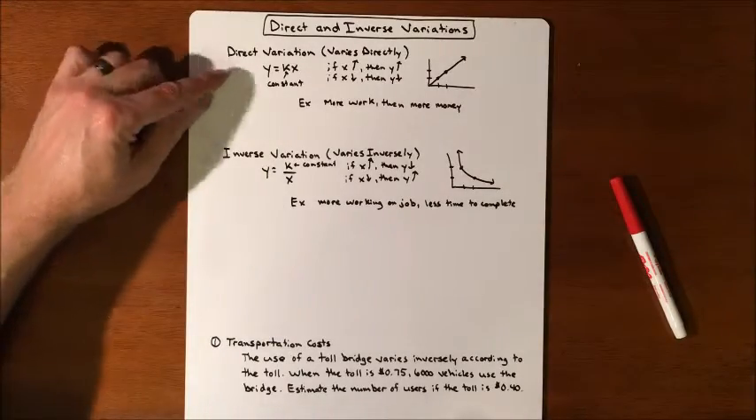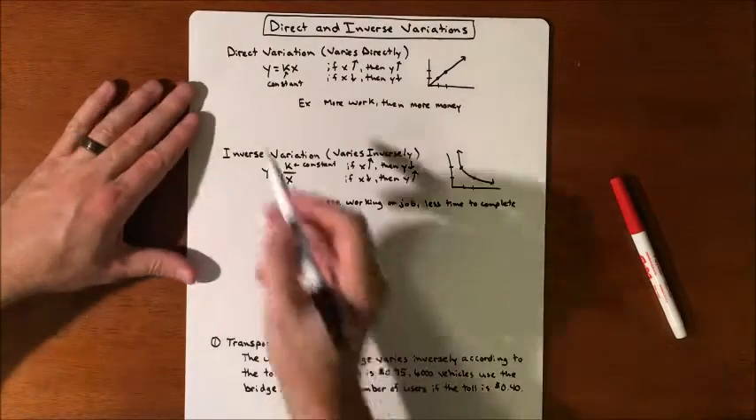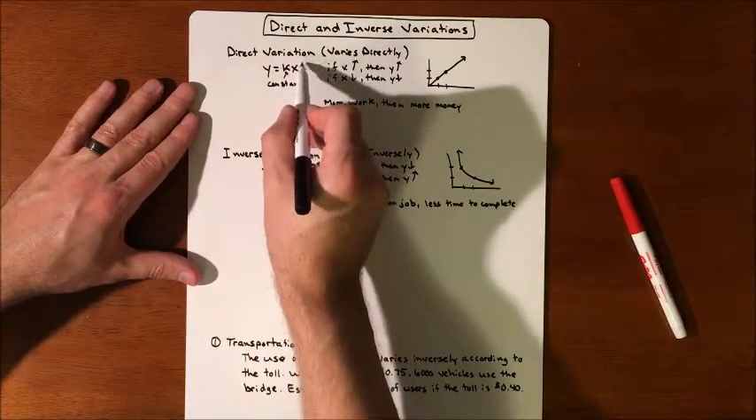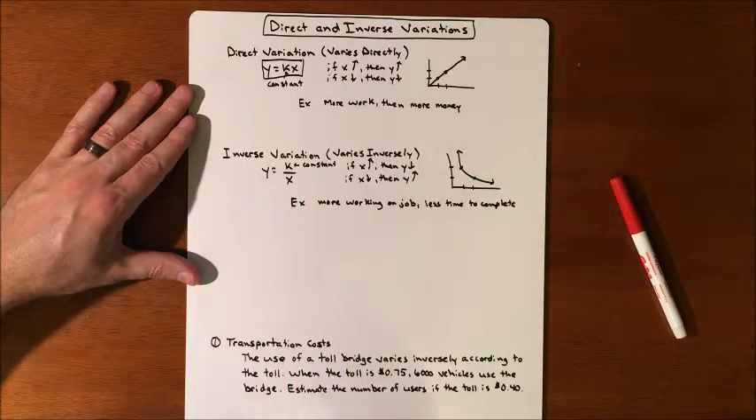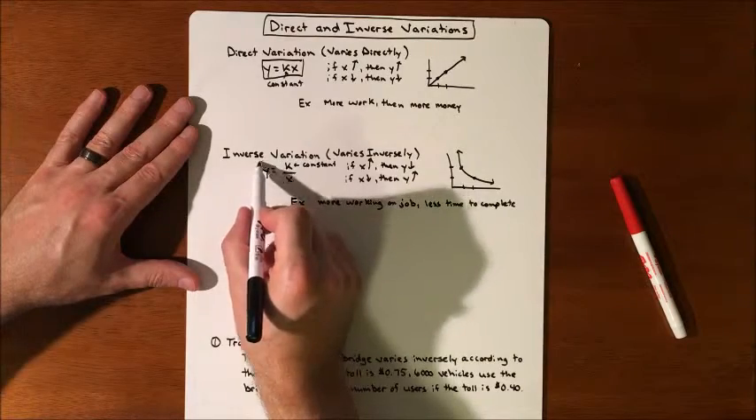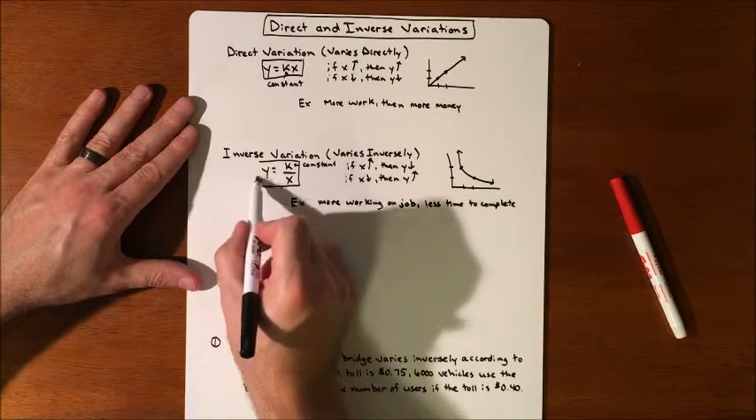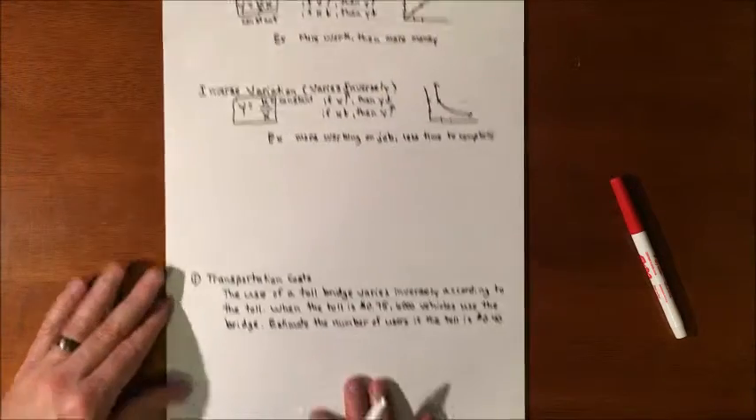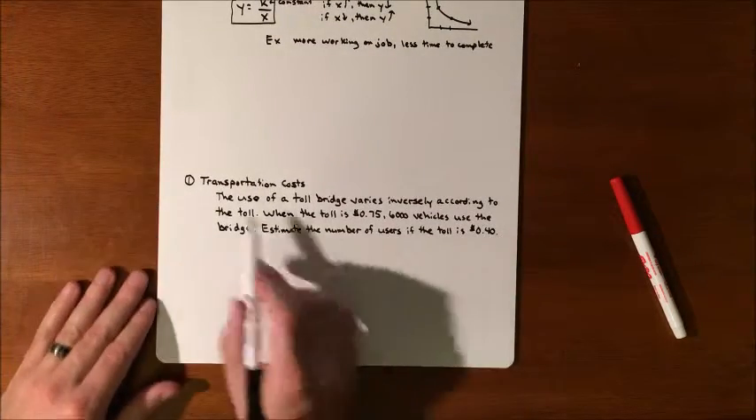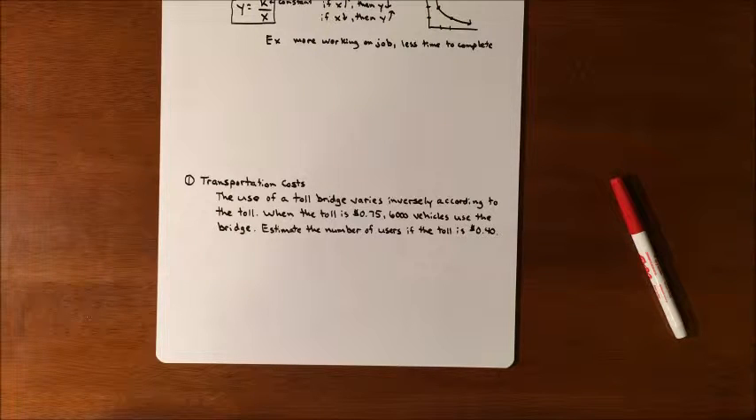So, direct variation, this is the particular equation that we're going to be using. That's the equation I'm thinking of anytime I hear a direct variation, and if I hear an inverse variation, this is the equation I'm going to be thinking about. So, we have an example. It says transportation costs. We have to take something out of a word problem, create an equation for it, and then see if we can solve it.